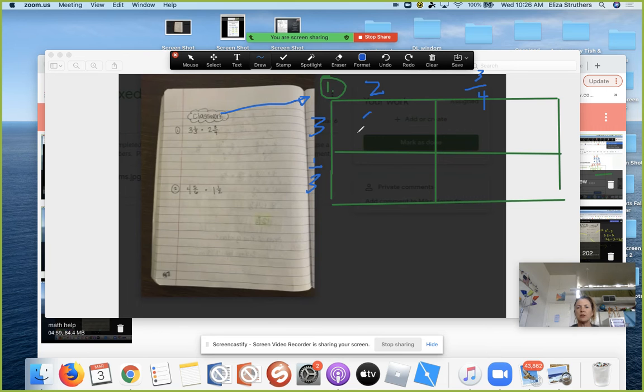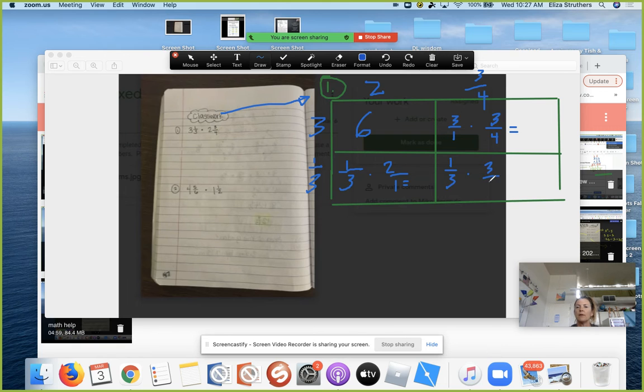3 times 2 is 6. 3 over 1, which is what 3 is, 3 over 1, times 3 over 4 is what? Okay? You don't have to work that out right now. 1 over 3 times 2, which is 2 over 1, is something. We'll work that out in a minute. And then 1 over 3 times 3 over 4. And you see where I'm getting these numbers, right?